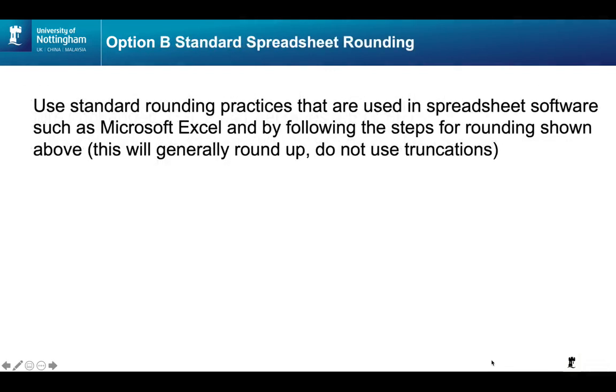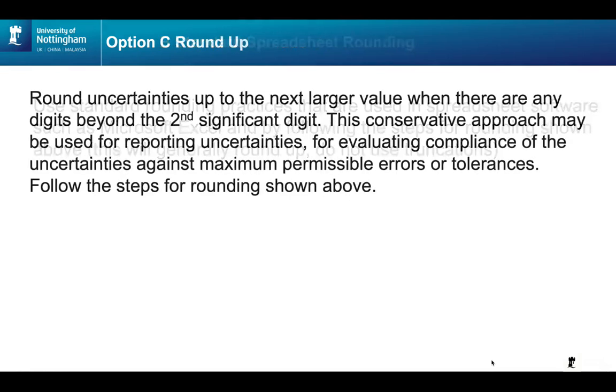The standard spreadsheet rounding is to use the standard rounding practices that are used in the spreadsheet, basically. So you accept that you're going to use whatever Excel uses. And the last one is to round uncertainties to the next largest value when there are any digits beyond the second significant digit.